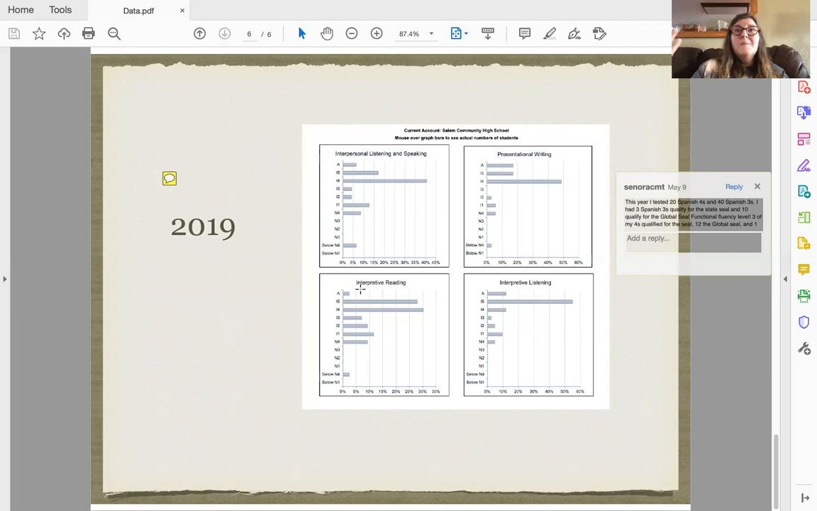But the goal then is to take whatever data comes in this year and use that data to try and move forward in the years to come. Giving students, when they see this data and they see, oh, I got an I1 on speaking, but I got an I4 on writing.